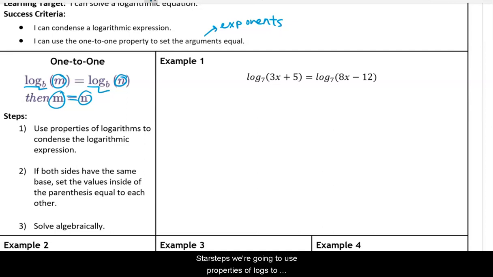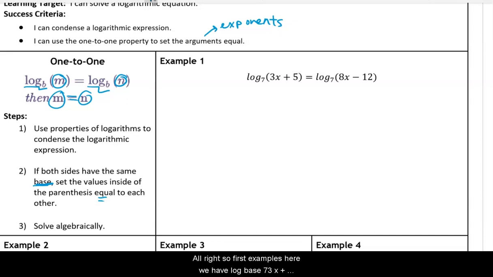So our steps: we're going to use properties of logs to condense the log expression. And if both sides have the same base, then set the values inside of the parentheses equal to each other. And then we can solve algebraically for the variable.